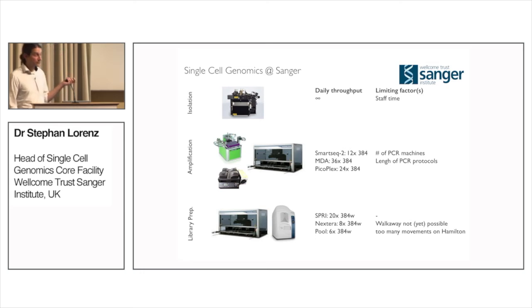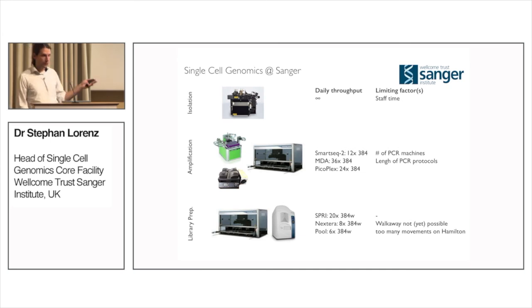When it comes to the library preparation, our spray cleanup, once parallelized, will deliver 20 plates per day. So that's not a limitation in the current scenario. With the Nextera, we're currently limited to 8 straightforward plates a day, just due to the fact that the walkaway is not yet possible. At the moment, it takes a lot of concentration to get this right. Hopefully at one point we'll have a fully automated version, and then we should be able to hit at least 16 a day. And the real bottleneck at the moment is pooling on the Hamilton robot.